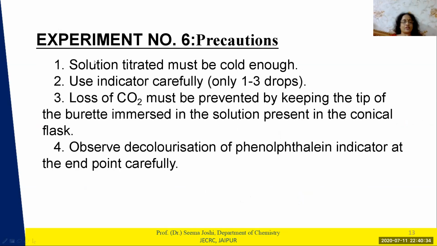So these are the precautions of this experiment. The solution to be titrated should be cold enough. Use indicator carefully, only 1 to 3 drops, and every time use a similar volume of indicator in each and every titration. Loss of carbon dioxide must be prevented by keeping the tip of the burette immersed in the solution present in the conical flask. We will observe decolorization of phenolphthalein indicator at the endpoint carefully.